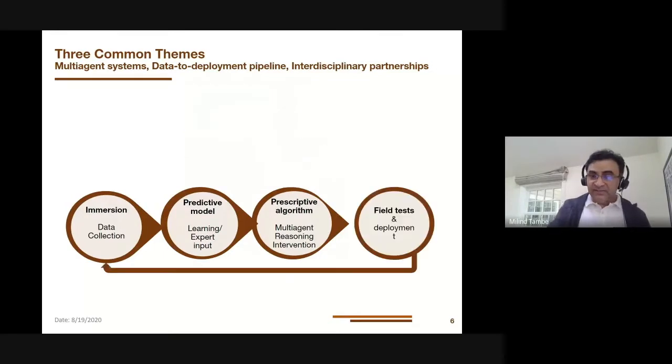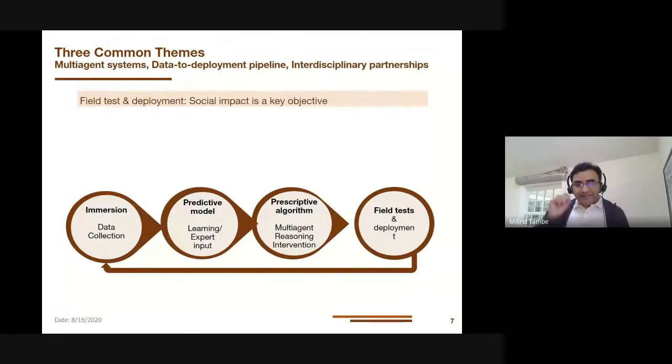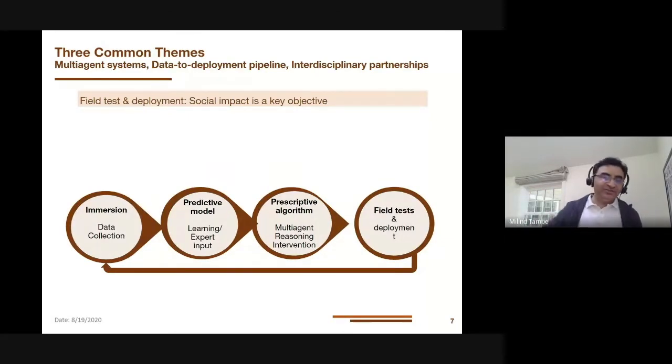The final stage, which is equally important though, is field testing and deploying our work. It's very important that we field test and deploy because we want to understand whether our algorithms truly work in the field or not. But equally importantly, social impact is a key objective of the research. When we say AI for social good, we mean actually achieving social good in the field, not just writing papers about it.